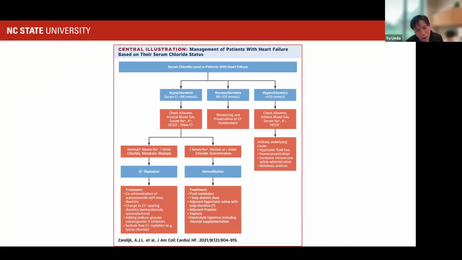So again, this is a little bit off topic from the urinary sodium concentration, but of course, as usual, sodium and chloride always have some interactions and a close relationship. That's why I'm talking about this chloride as well.